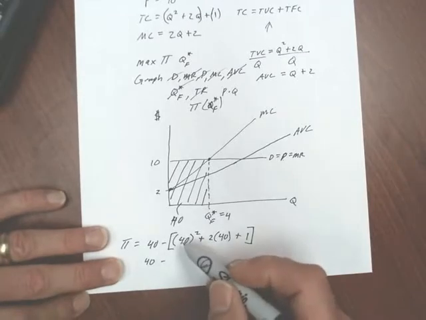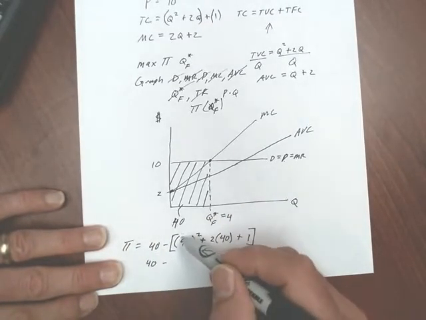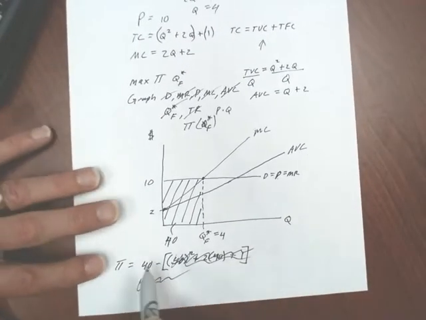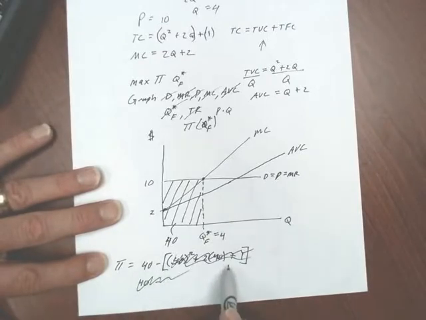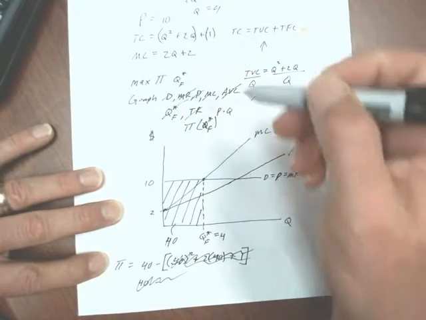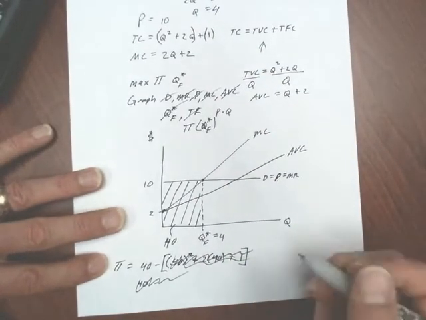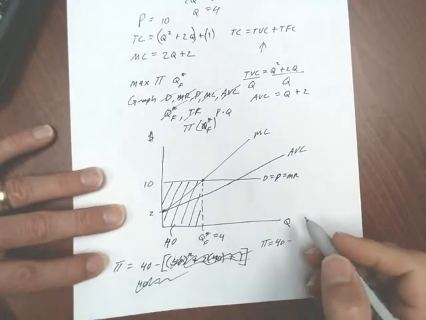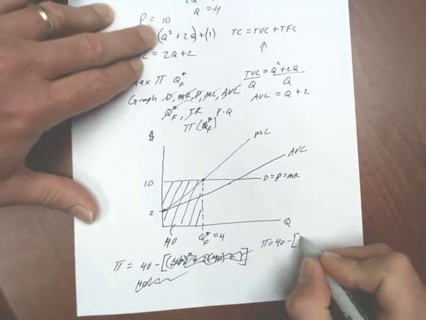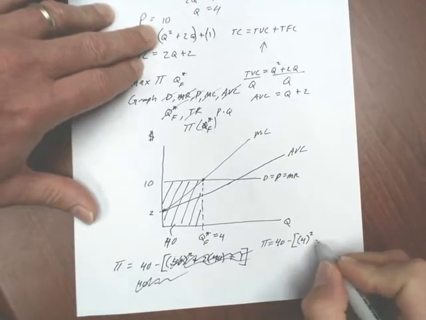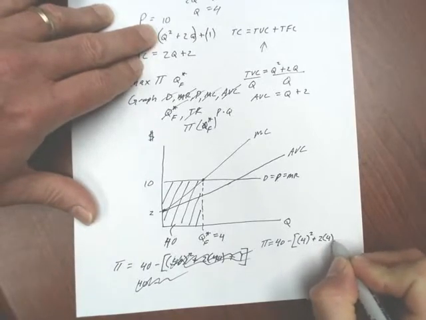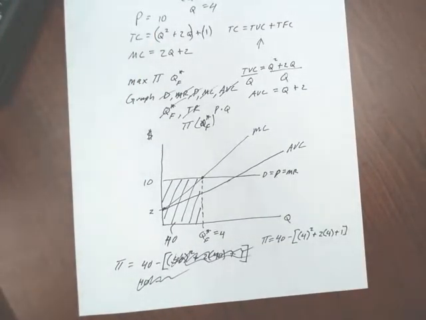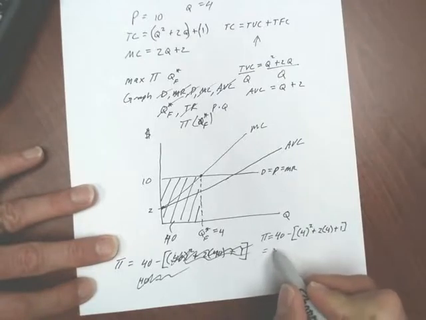Oh, you know what I did? Wait a second. I messed up. Sorry. It is not this. It just dawned on me. Yes, it's revenue minus total cost, but Q is not 40. Q is 4. So let's correct that. Sorry about that. So profit is 40 minus total cost, which is 4 squared plus 2 times 4, not 40, plus 1. I'm an idiot sometimes. Anyway, forgive me. So what is profit?